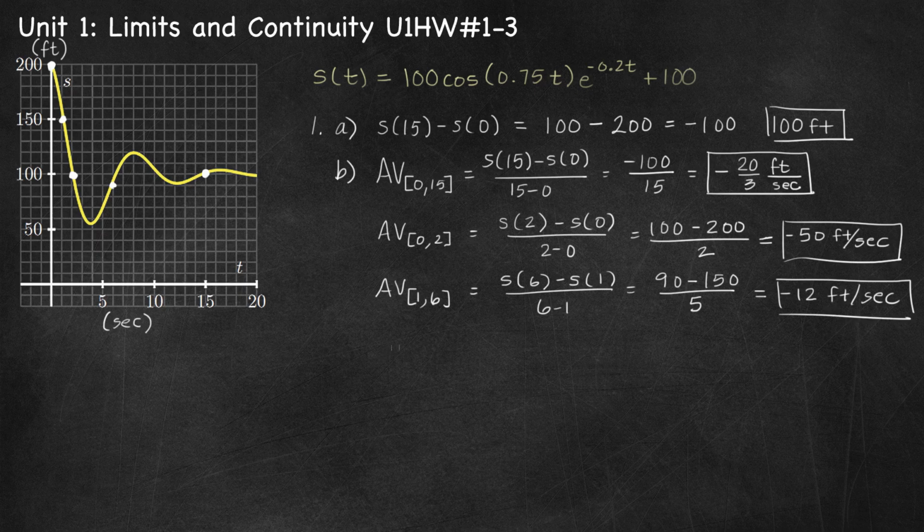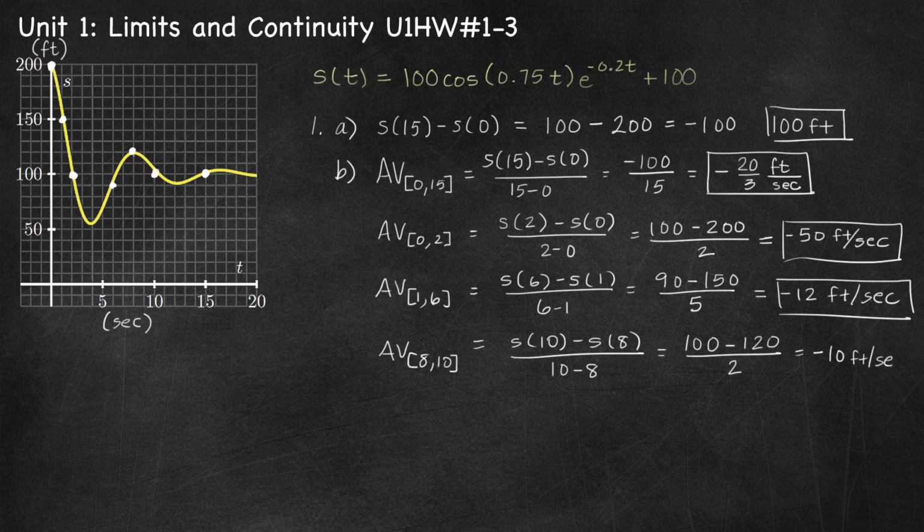And finally, the average velocity on the interval from 8 to 10. S of 10 minus s of 8 over the change in time, 10 minus 8. S of 10, I'm using my graph to estimate that. It's like 100. S of 8 looks like 120 over the change in time, 2. Negative 20 over 2 is negative 10 feet per second.